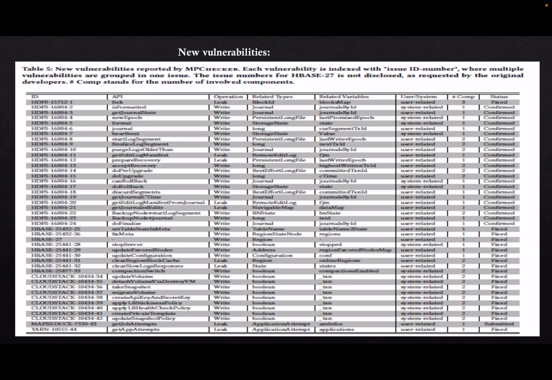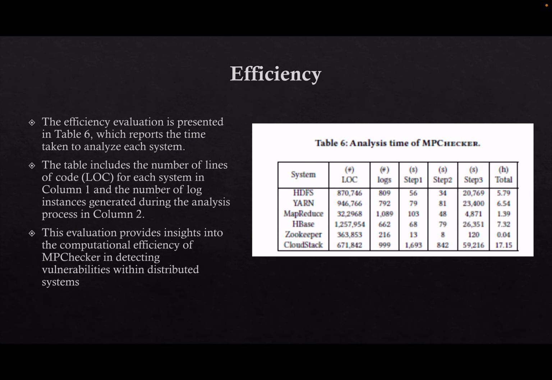They have patched all the 44 reported vulnerabilities. Among the 44 bugs, 20 of the patches have been accepted, and another 23 bugs have been confirmed by the original developers. The bug MapReduce 733043 is still under review. All confirmed bugs are labeled as critical bugs and can be easily exploited.